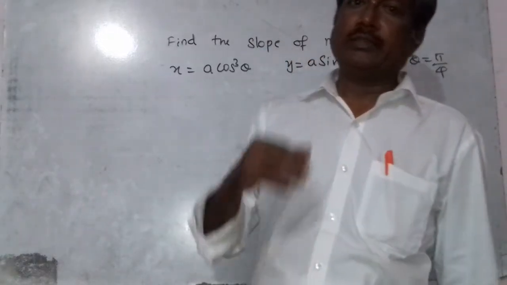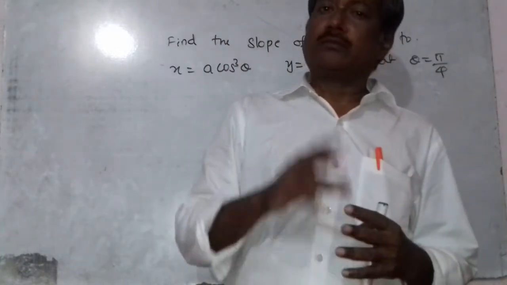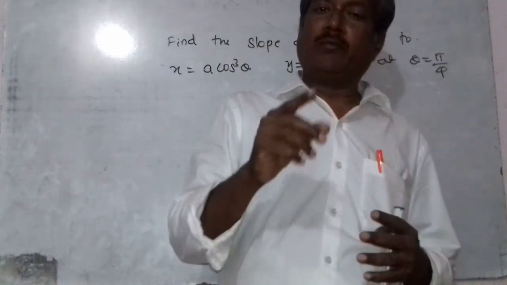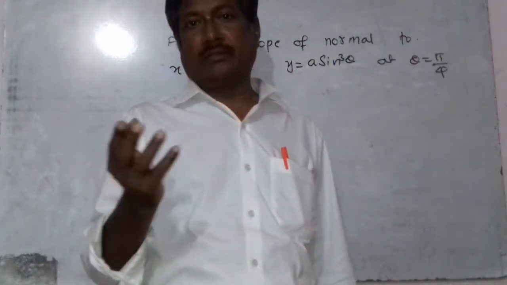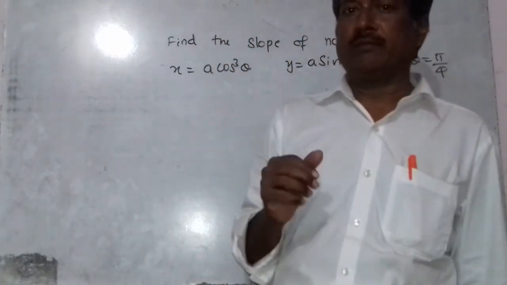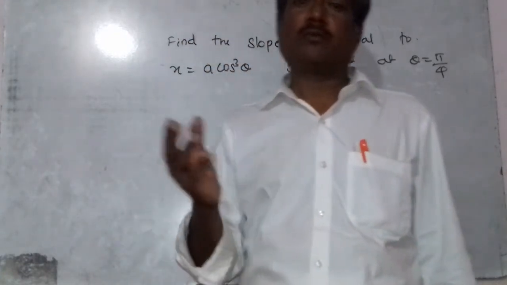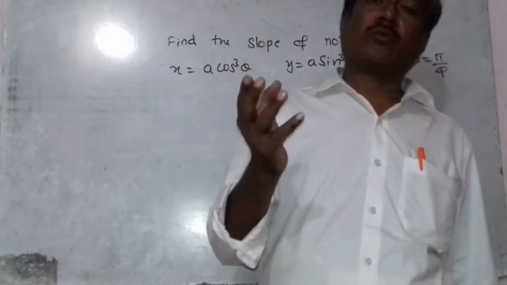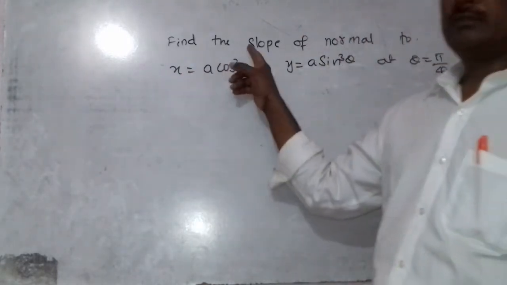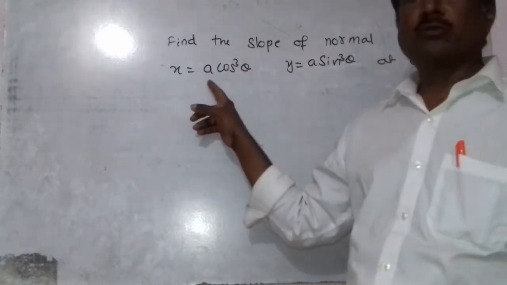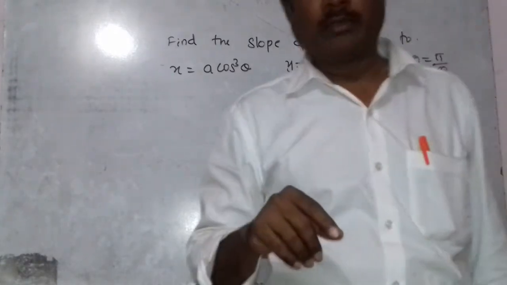We know that in the previous class the slope of tangent is given by dy by dx at the given point, (x, y), if the function is in the linear form. To find the slope of normal, the slope of normal is the negative reciprocal of the slope of tangent. So here, find the slope of normal to x equal to a cos cube theta, y equal to a sin cube theta, at theta equal to pi by 4.